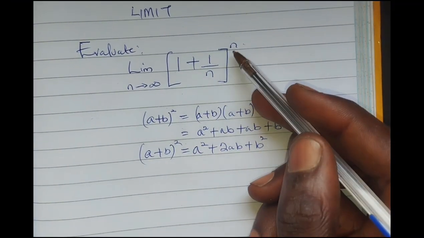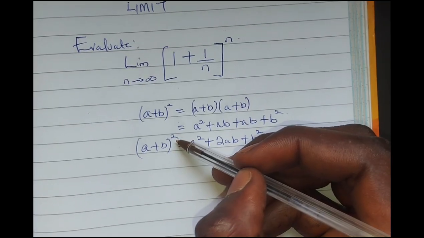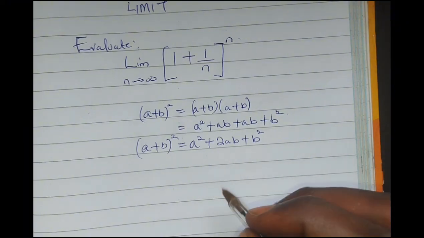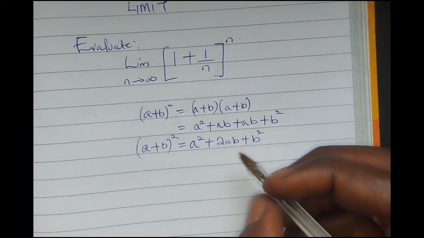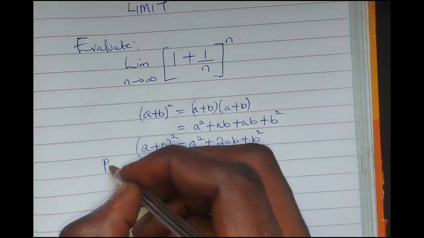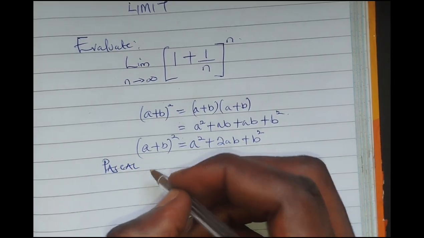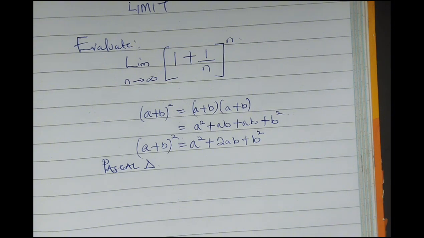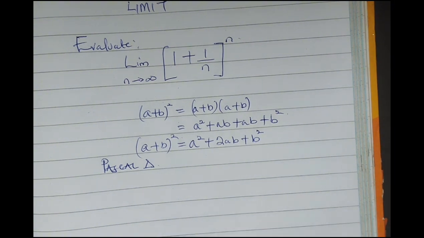But here we have n. What if you have 100 here? What if you have 200? What if you have 5, 6, 7 and 8? It will not be a simple expansion, but there is a tool to solve problems like this. That tool is called the Pascal triangle.